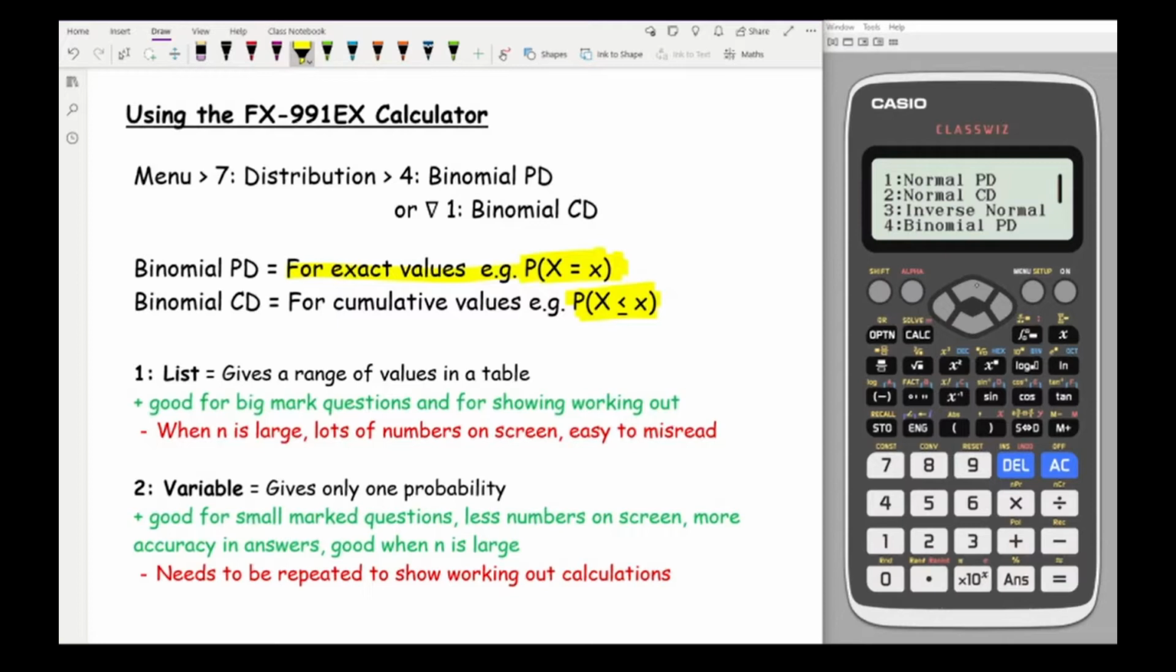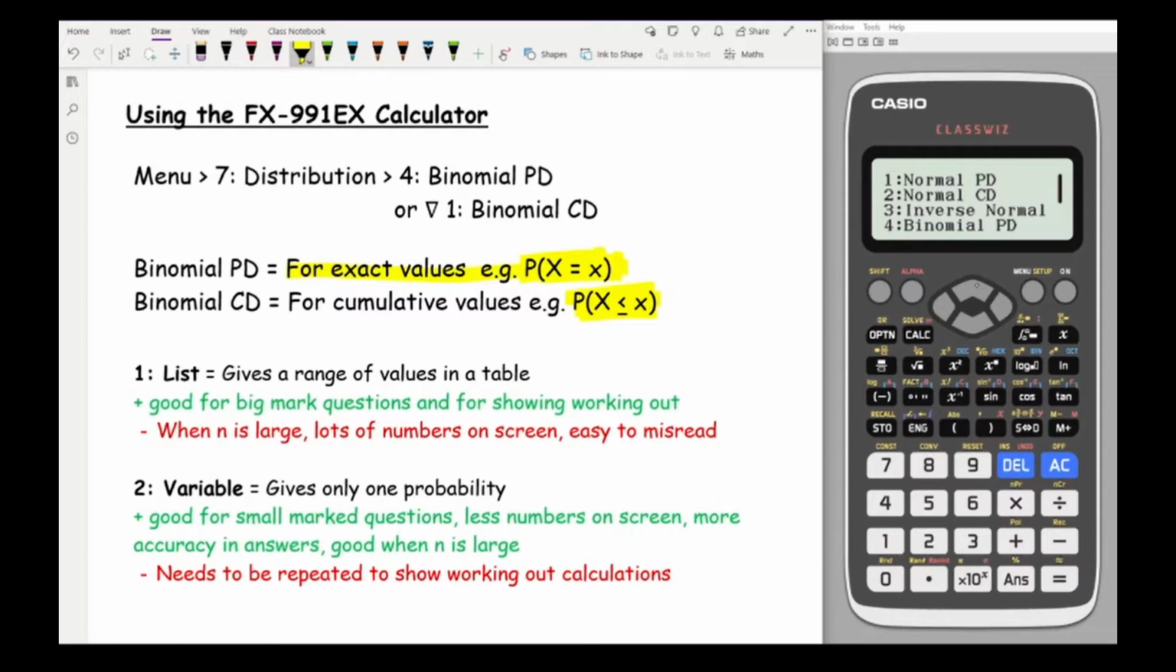Particularly if your answer probability is really small, whereas before, when you're using the formula, it gave you your answer in standard form, like, say, to the -5, then it's going to be really difficult for you to read off that on your screen. Now, the variable mode only gives you one probability, so this only gives you the probability of what you're actually looking for, whether it be cumulative or exact.